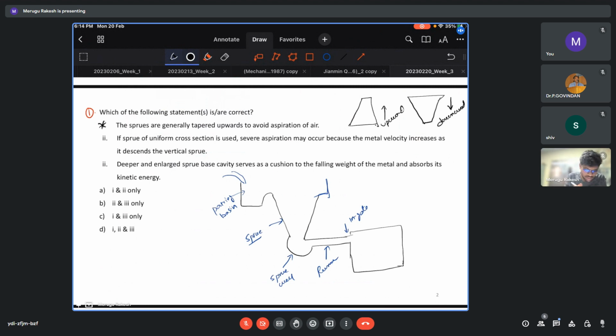If you have seen the lecture, there is a very good derivation on this aspiration effect. If possible, I will derive it at the end. This is the correct statement. The next one: a deeper and enlarged base cavity serves as a cushion to the falling weight of the metal and absorbs its kinetic energy. That is what they are describing here, and it will also remove some of the high-density impurities. So these are the correct statements, which gives option B as the right option.